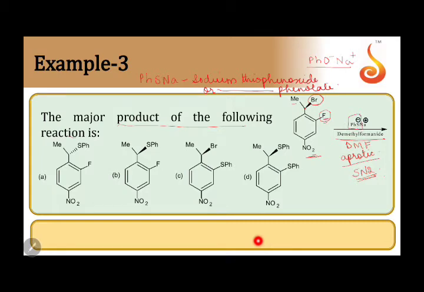Now fluorine is present on benzene directly, so this can be called a haloarene. Whereas Br is present on the side chain, especially this is a benzylic carbon here, and therefore this can be considered a haloalkane. We know that haloalkane is more reactive than haloarene. Therefore, this will react. This will not react.